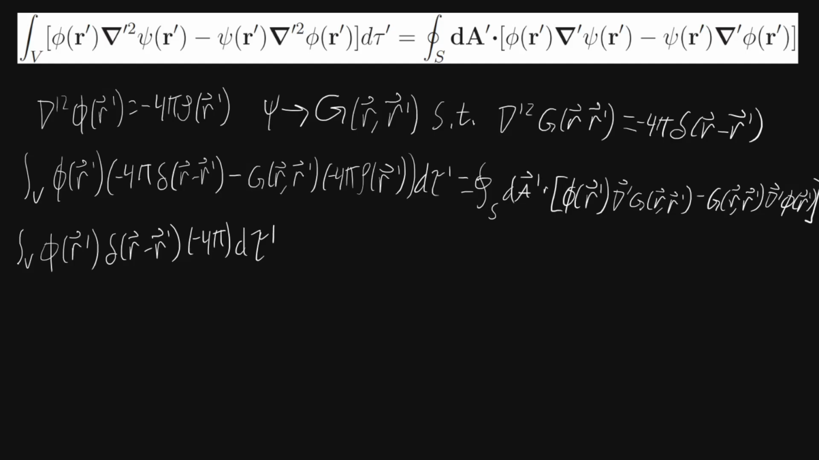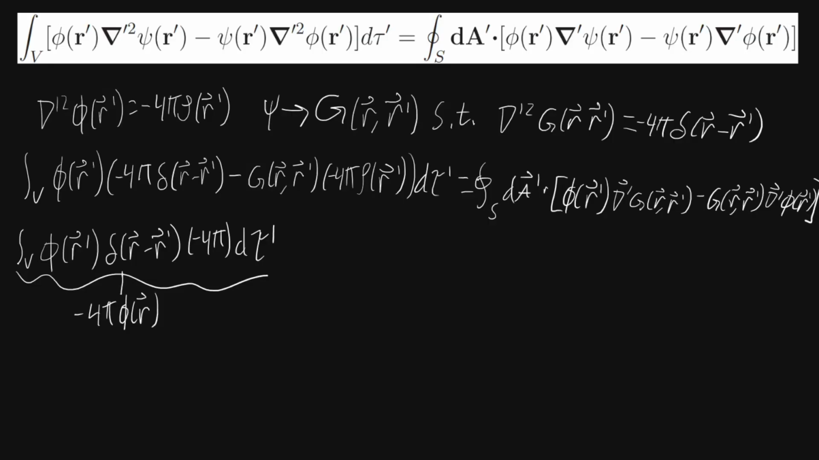And then you should understand what a delta function is if you're watching this video. So this is just going to simplify to phi of r. Sorry, not the integral of phi of r. This entire integral just simplifies to negative 4 pi phi of r. Okay? And this is what we're looking for in the end, right? We're trying to solve for phi of r because we want to be able to find our potential at any point in space based on the charge configuration.